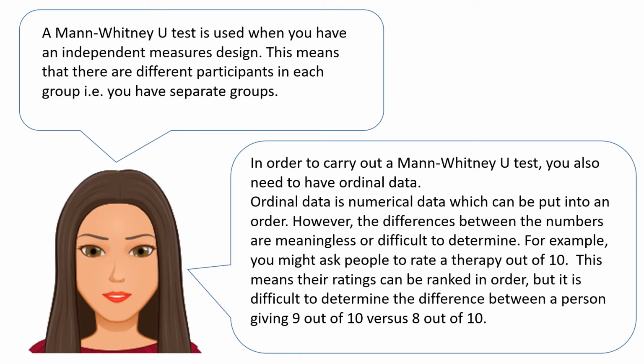For example, you might ask people to rate a therapy out of 10. This means their ratings can be ranked in order. But it is difficult to determine the difference between a person giving 9 out of 10 versus 8 out of 10.